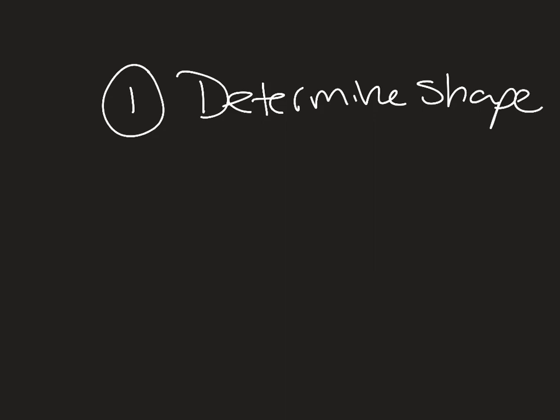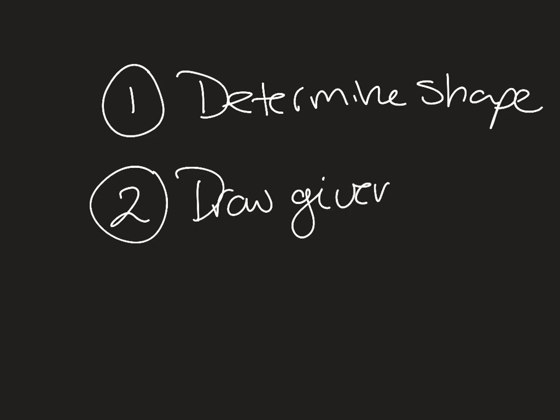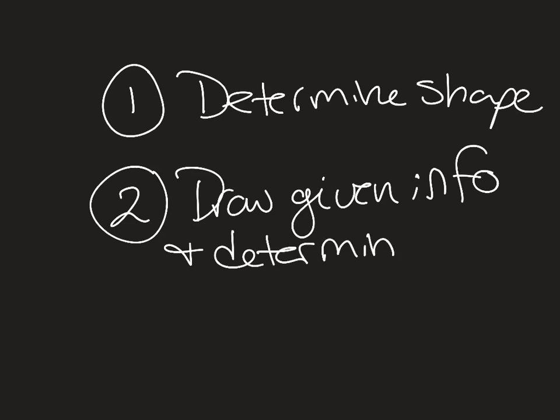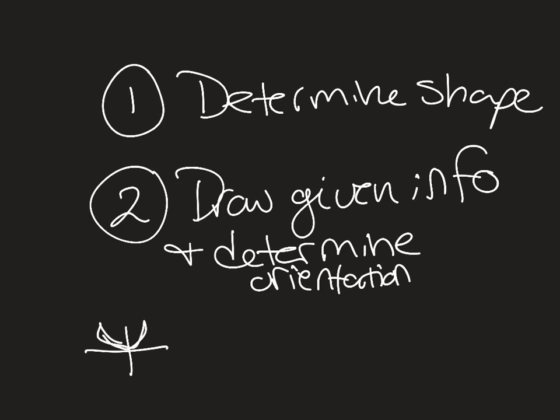And once you know the shape, rule 2, you need to draw what you're given and determine the orientation. And by orientation, I mean, is it left, right, or is it up and down? Because again, like we just talked about, parabolas that go up and down have a different formula than the ones that go side to side. So if you follow these 2 steps, you should be pretty successful with conic sections.